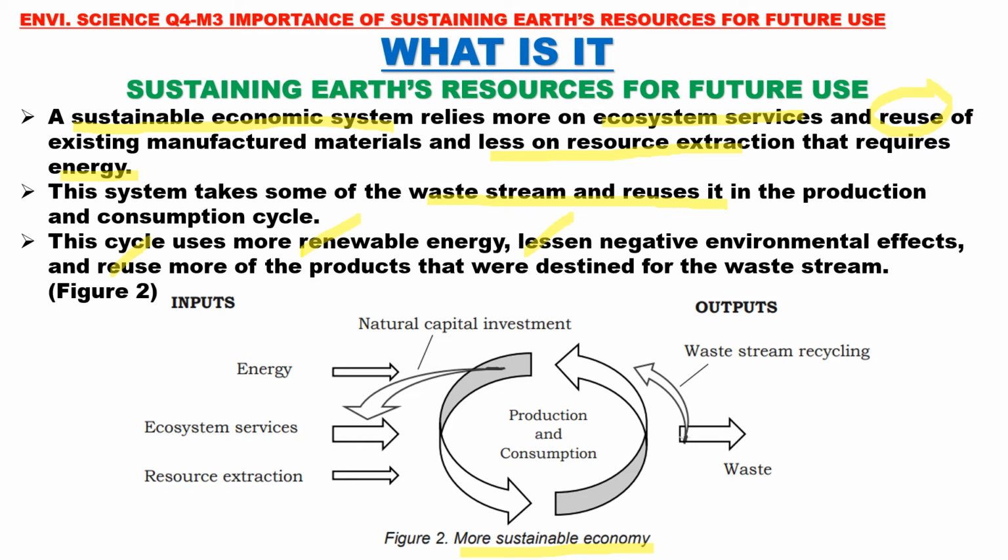So in figure number 2, we could see that this system relies more on ecosystem services and less on resource extraction that requires energy. It also reuses existing manufactured materials. Next, this system also takes some of the waste stream and reuses it for the production and consumption cycle.